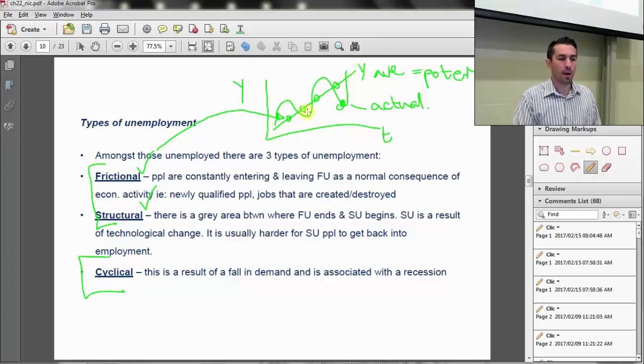And as we move along the actual GDP line, our cyclical unemployment is either going up or going down. In other words, as this line crosses potential, cyclical unemployment is 0. As it goes below potential, cyclical unemployment goes up. As we go above potential, cyclical unemployment goes down a little bit. Okay? How would cyclical unemployment go down?